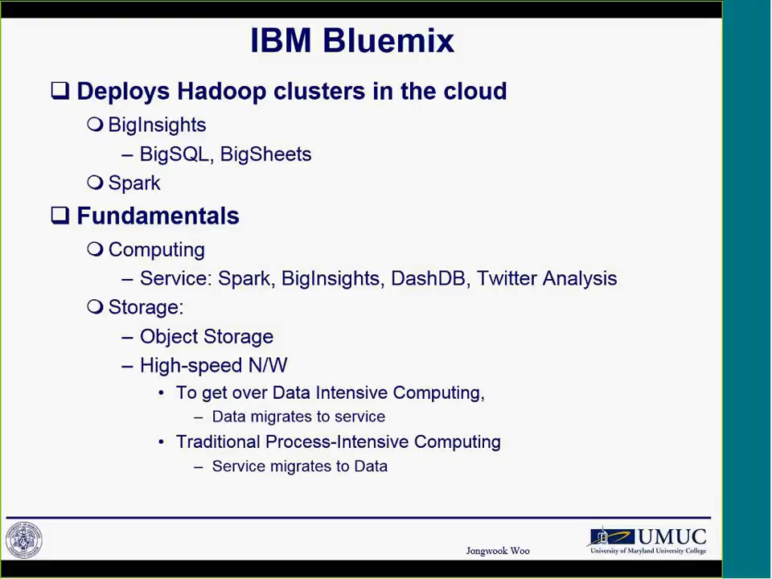And for storage, it adopts object storage. Mostly in Hadoop, the storage and computing service should reside at the same server. But in cloud computing, they use object or block storage that is separated from the computing service. But data and computing service are connected through a really high-speed network to overcome the latency, I mean the delay, between the computing service and storage service.